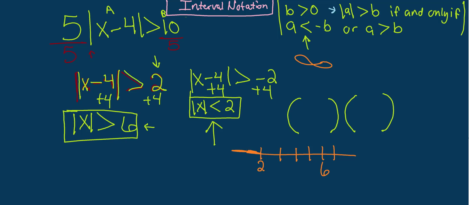If you put it on a graph, it may help you understand this a little better. They're telling you that infinitely it's less than 2. So it's going to go forever that way. And it's telling you that infinitely it's greater than 6. It's going to go infinitely this way. Okay? So think of it like that.